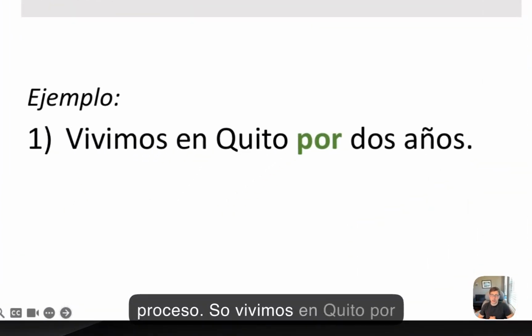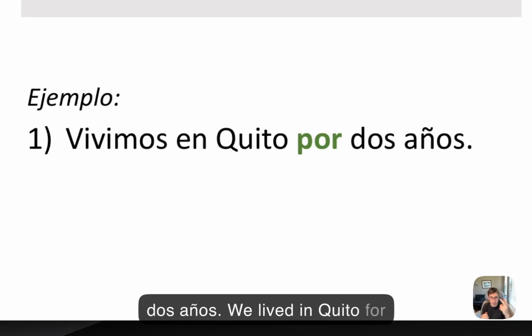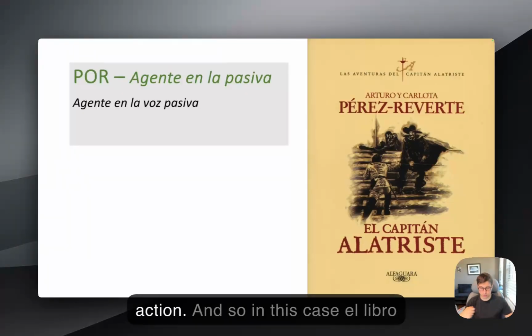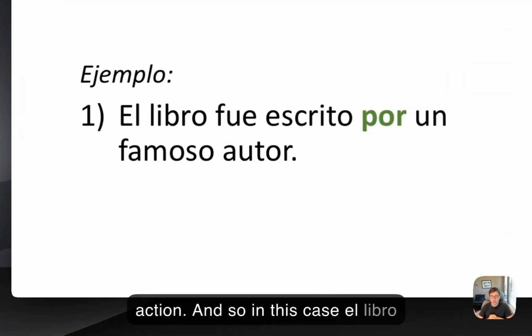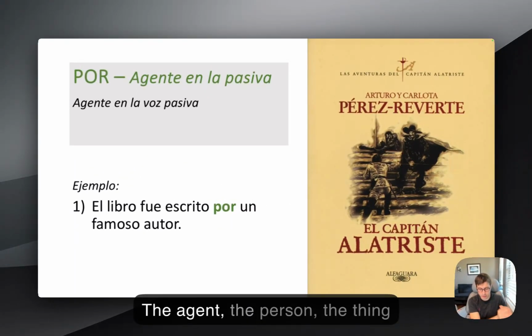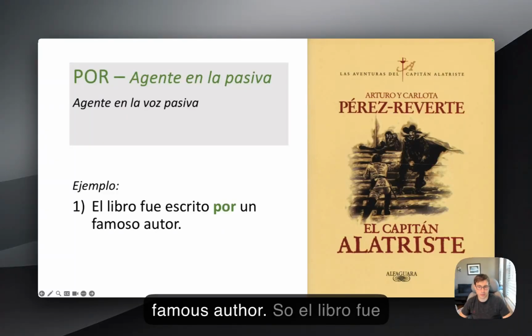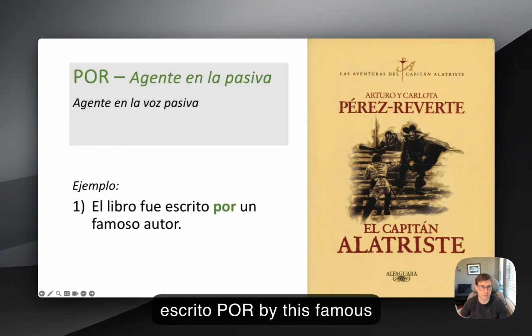So, vivimos en Quito por 2 años. We lived in Quito for 2 years. Then we have por agente en la pasiva. This is the passive voice. Por marks the agent, the one who does the action. In this case, el libro fue escrito por un famoso autor. The agent, the person, the thing that did the action was the famous author. So, el libro fue escrito por, by this famous person.